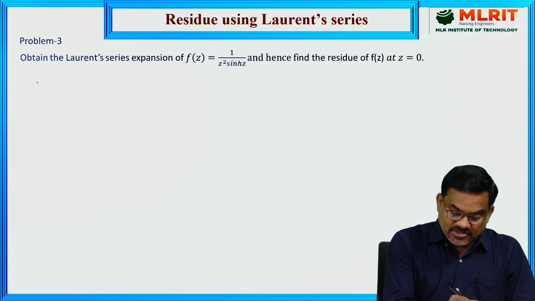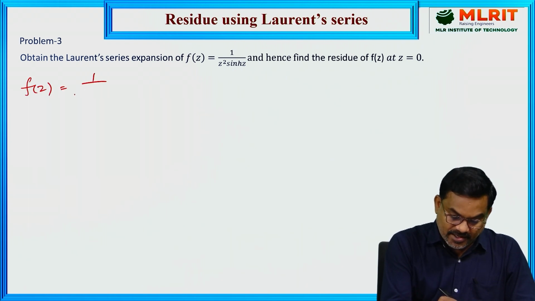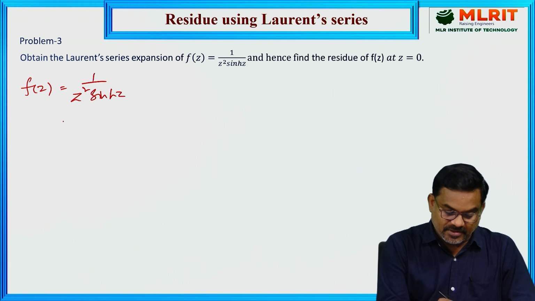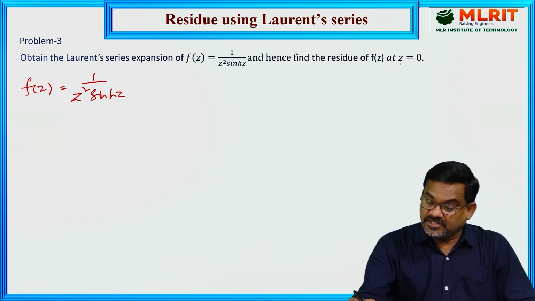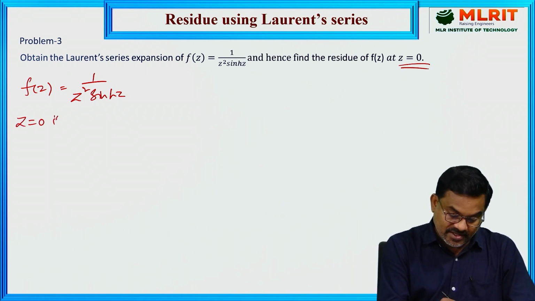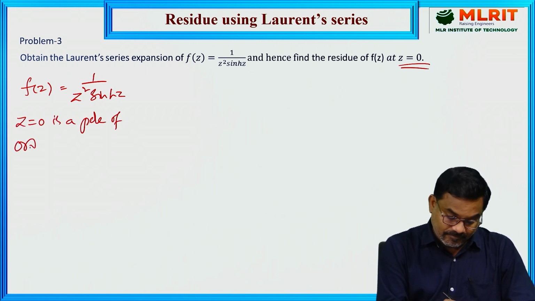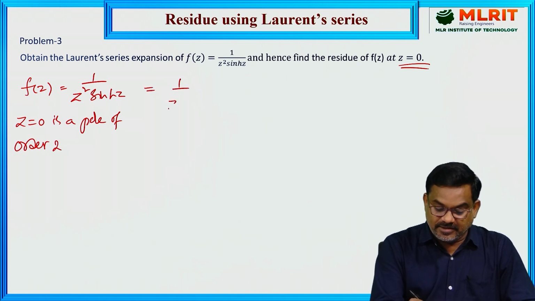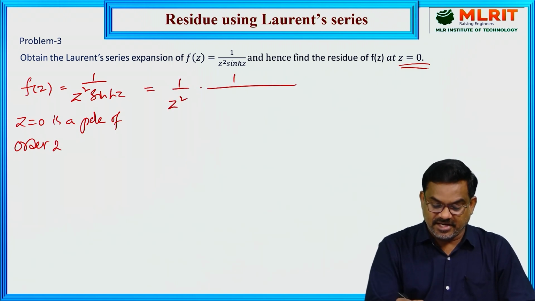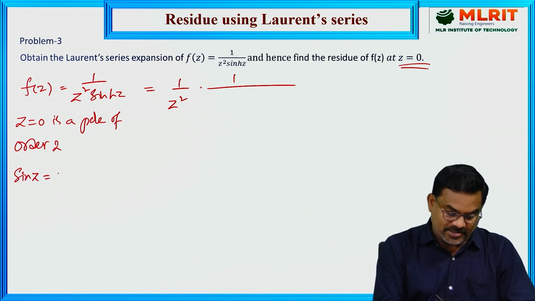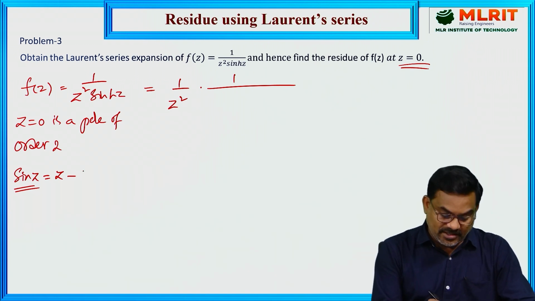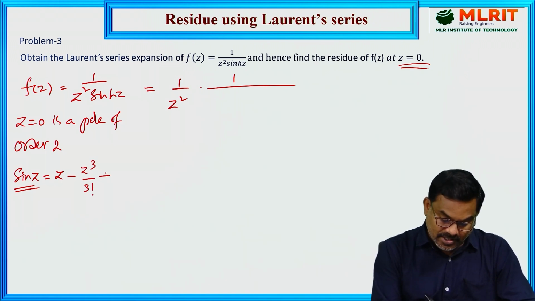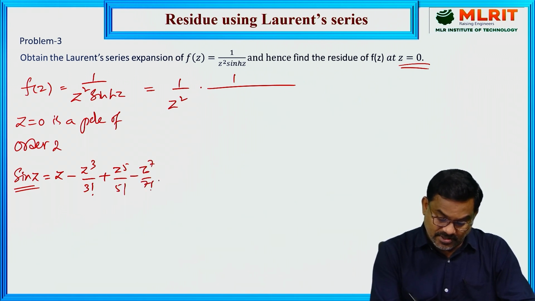Similarly, consider the function f of z equals 1 by z square into sinh z. So here, z equal to 0 is a pole of order 2. Now, by using the expansion of sinh z, we first recall the sin z expansion. In trigonometric functions, for the sine function, the sign changes alternately: z minus z cube by 3 factorial plus z power 5 by 5 factorial minus z power 7 by 7 factorial and so on.